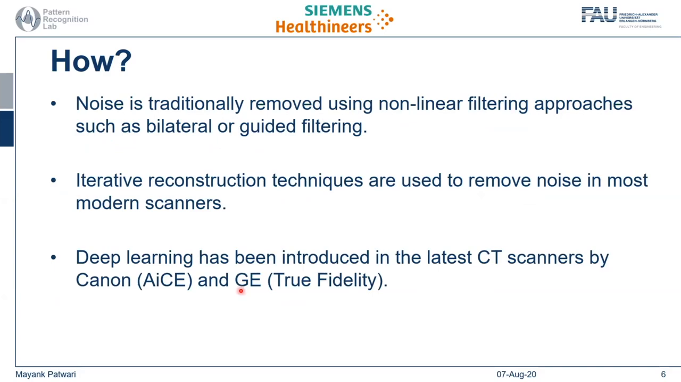Traditionally, we use non-linear filtering approaches like bilateral filtering or guided filtering, and these have been applied both in the projection domain and in the image domain. But computers have gotten stronger, especially in the last 20 years, and most modern scanners are using iterative reconstruction. Deep learning has been introduced in the latest generation of scanners. Canon has their Aquilon, which features AiCE, and GE is demoing their TrueFidelity in their latest model.